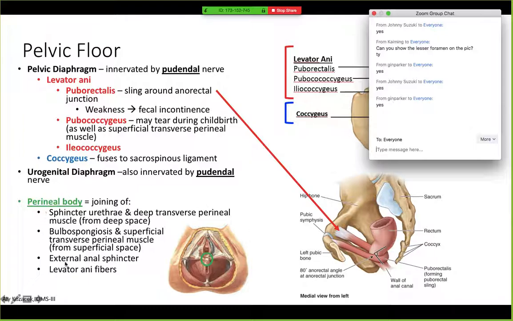And then this here, the perineal body, kind of put a pin in this for now, but just know that it's important and you want to know what muscles join together to form this structure. So it's circled in green here. And I think, as we move forward, we're going to be coming back to a lot of this stuff.